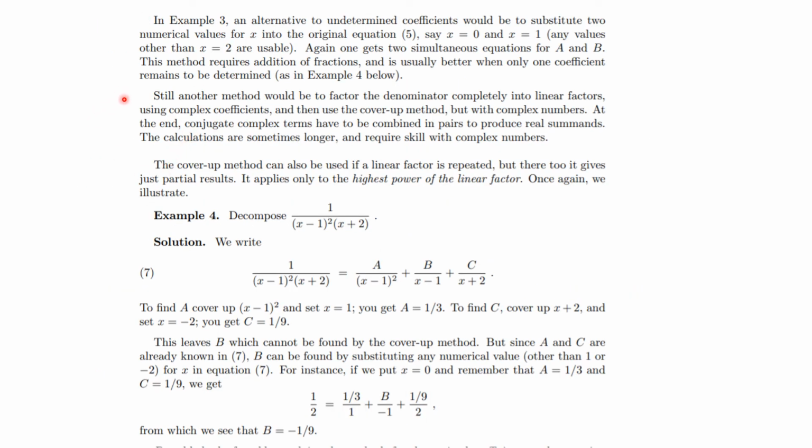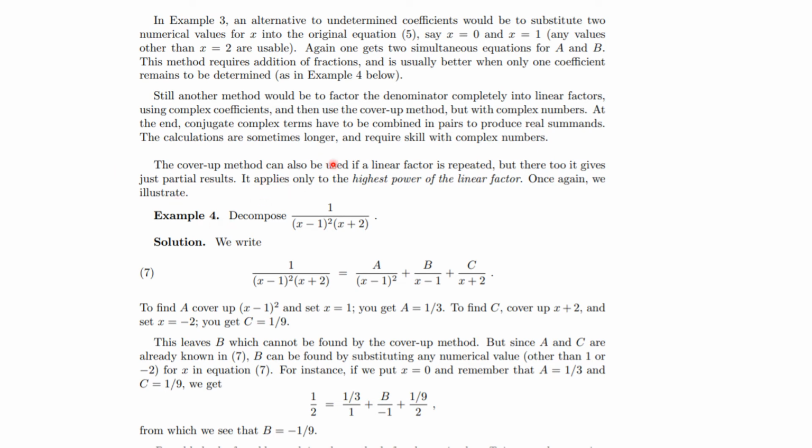Now, there's still another method that could be used: factor the denominator completely into linear factors. And we could talk about complex coefficients and use the cover-up method, but with complex numbers. At the end, the conjugate complex terms have to be combined in pairs to produce real numbers, and these calculations are sometimes longer, and you need to be good at complex numbers, and we're not going to be talking about complex numbers a whole lot anyway. So, but now a final observation.